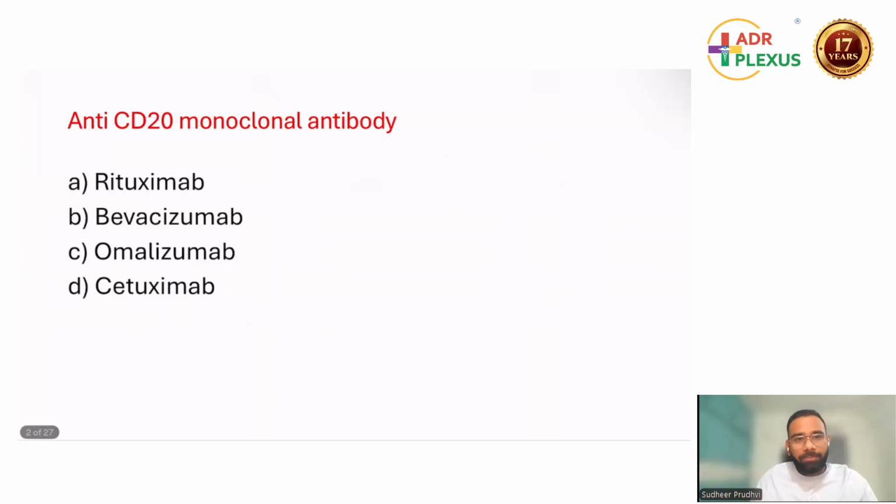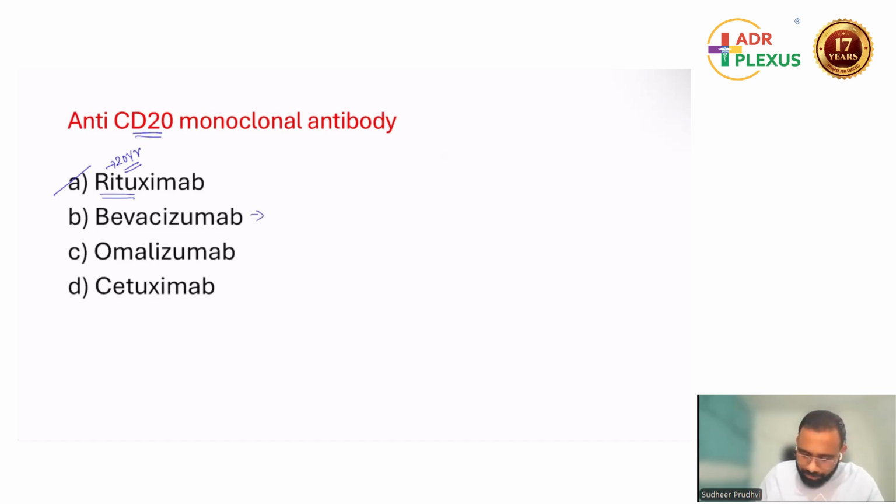So the first question, anti-CD20 monoclonal antibody. Again, this is a very simple one, as I already discussed it in the lecture. Ritu, I already told you, Ritu is a 20-year-old girl. So Ritu means 20-year-old girl, and it is a CD20 monoclonal antibody. There's an easy way to remember. So this is the answer here. Then what about the other options here?